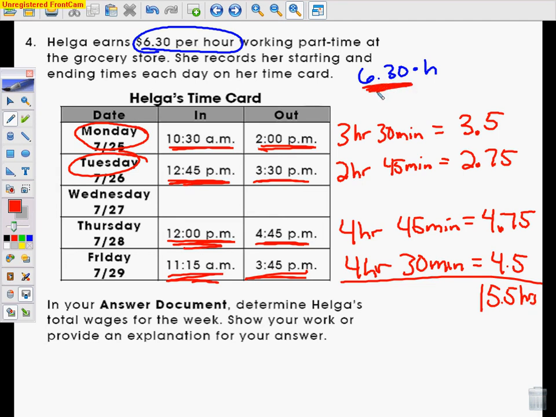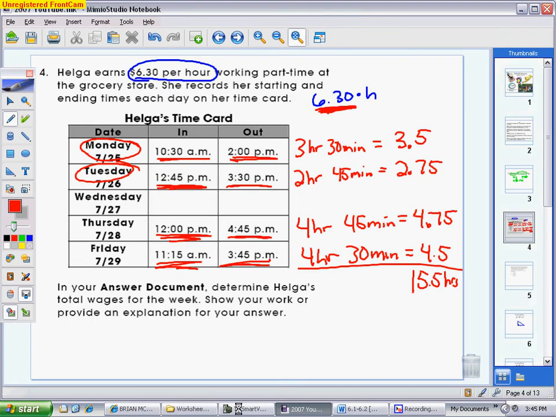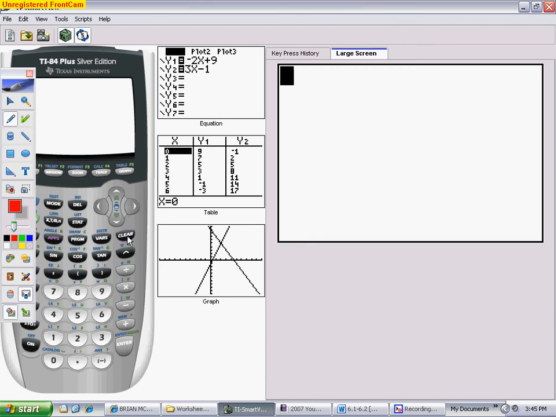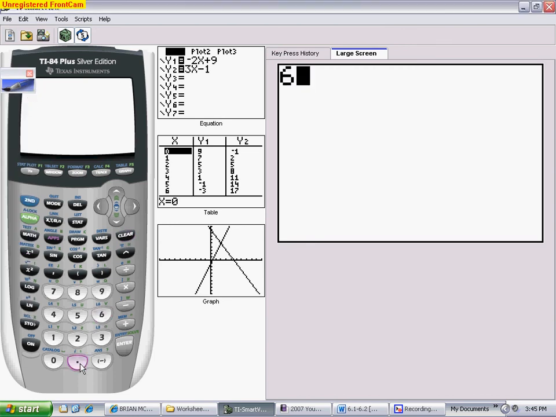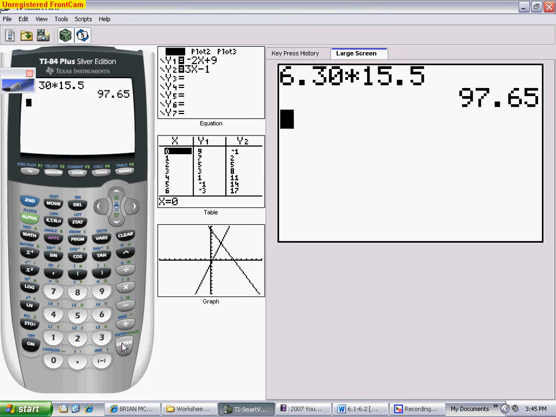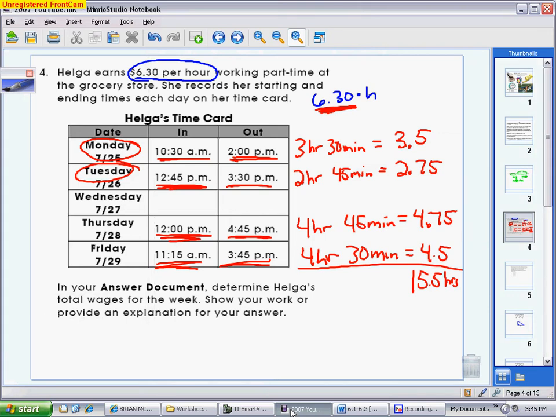Okay? So she worked 15.5 hours, and she makes $6.30 per hour. Okay? So let's go ahead and type that in our calculator. $6.30. So let's clear this out. $6.30 times 15.5 hours. Oops, I missed my 1. 15.5 hours, and we get a total of $97.65.